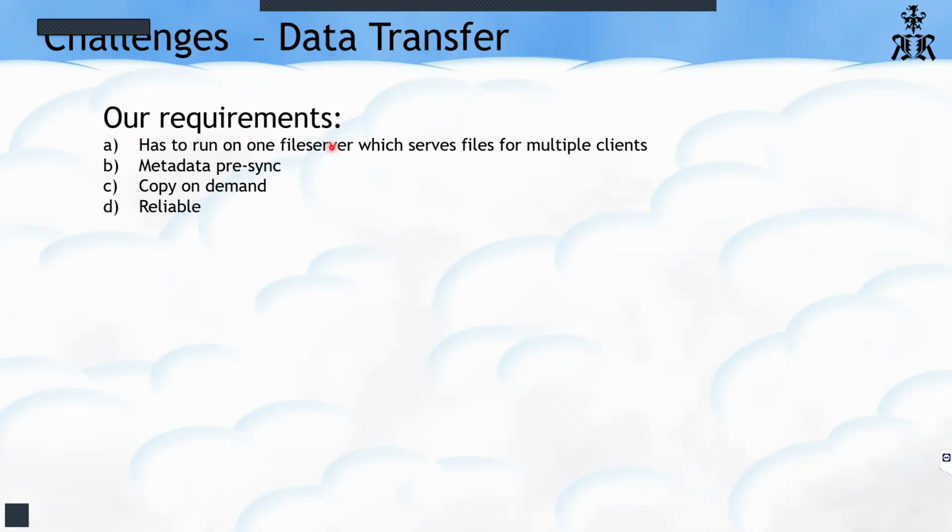The solution has to run on a file server, and this file server serves multiple clients. You don't want to install this solution on each client, because then you have the same issue again, that each client copies the files. You want this metadata presync, so that we directly see if a new file exists. Copy on demand: only if we need the file, the data is transferred, and it has to be reliable.